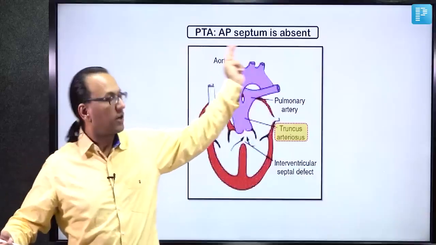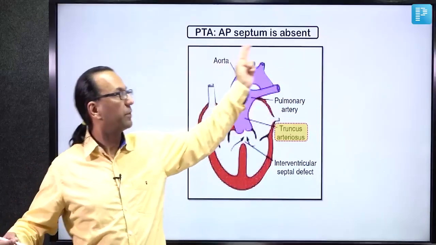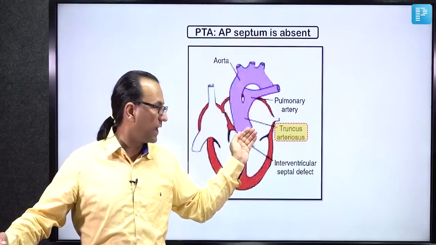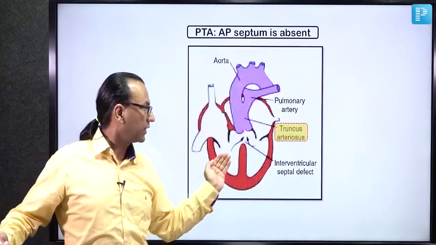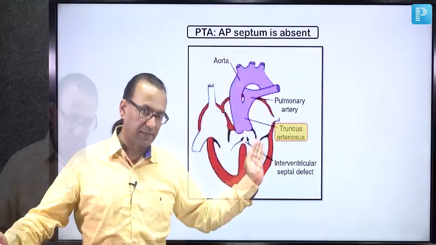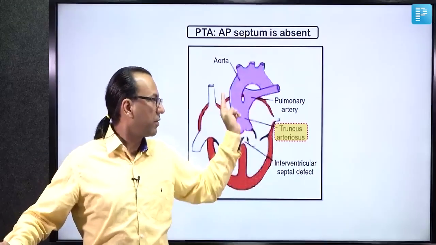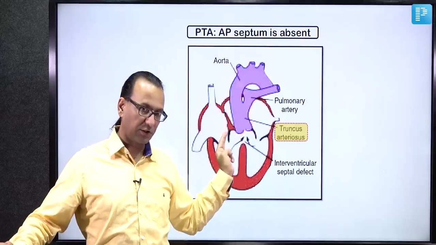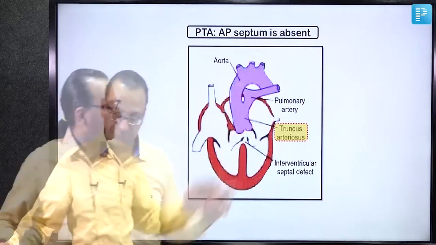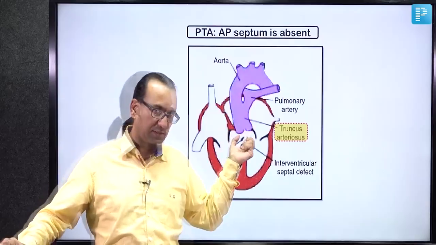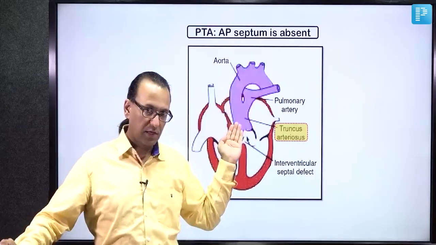It's a case of persisting truncus arteriosus because the AP septum is absent, and we do not have the two vessels like we should normally have. The right ventricle sending blood into the pulmonary trunk, or the left ventricle sending blood into the ascending aorta, is missing. So we do not have an ascending aorta or pulmonary trunk. In fact, there is a primitive vessel called the truncus arteriosus still persisting. In that case, there is a mixing of blood because both the ventricles send blood into the same vessel, and there will be cyanosis in the baby.